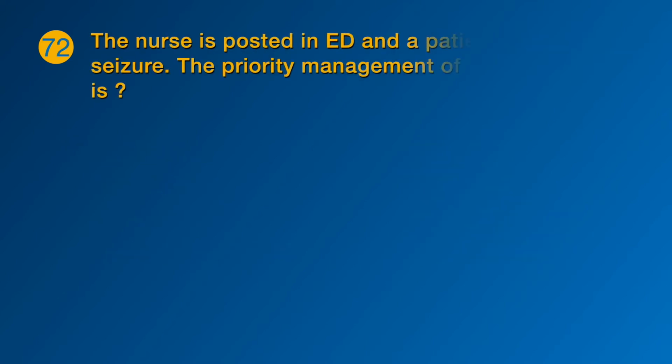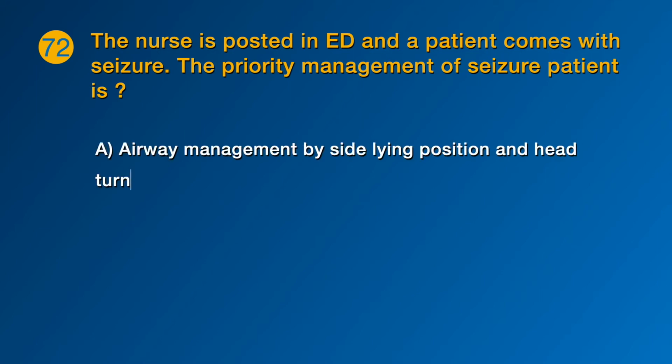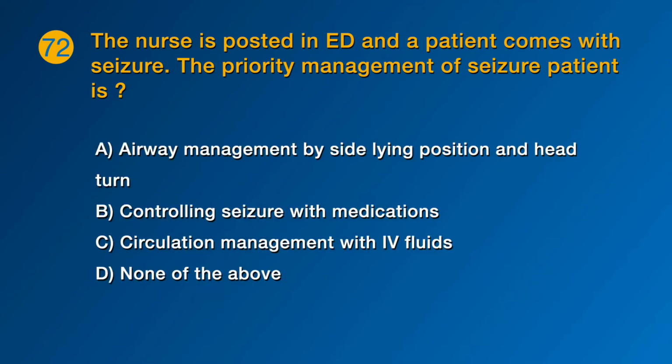Next question is, the nurse is posted in ED and a patient comes with seizure. The priority management of seizure patient is, options are airway management by side-lying position and head turn, controlling seizure with medications, circulation management with IV fluids, none of the above. So answer is A, airway management by side-lying position and head turn. Airway should be open and kept open. Side-lying position helps to prevent aspiration.